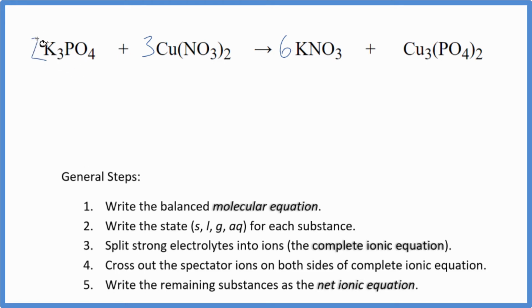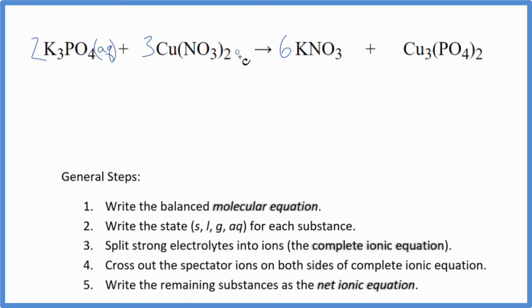That gives us 6 potassium atoms, 2 phosphates. That's okay, 2 phosphates here. So this is the balanced molecular equation. Now we need to write the state for each substance. Potassium compounds are very soluble, even though phosphates in general aren't. But we have potassium, so we're going to say this is soluble, if you know your solubility rules.